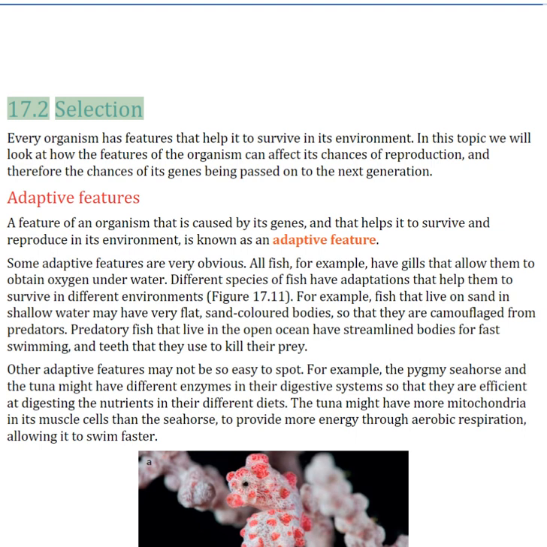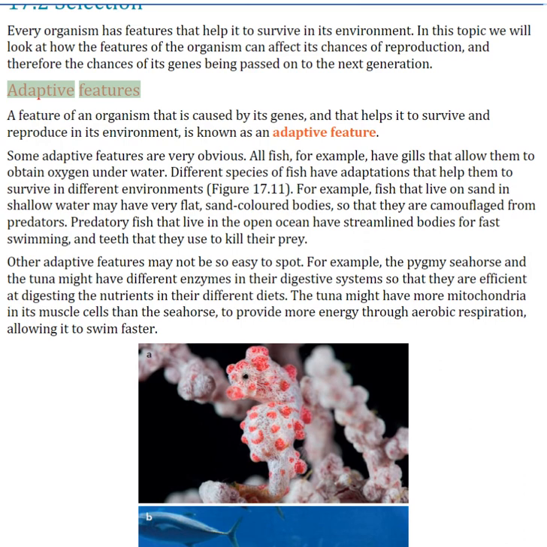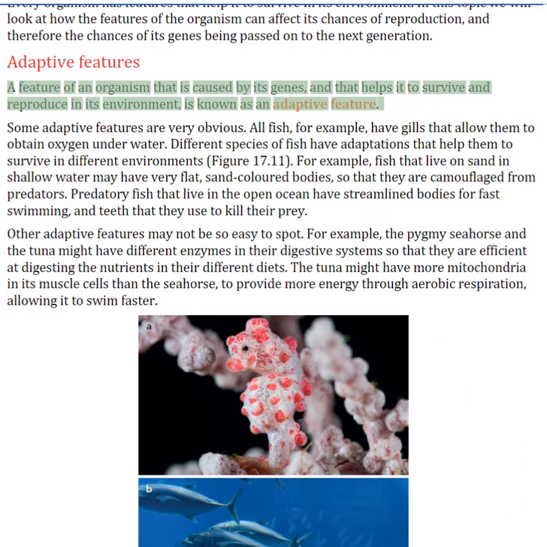17.2 Selection. Every organism has features that help it to survive in its environment. In this topic we will look at how the features of the organism can affect its chances of reproduction and therefore the chances of its genes being passed on to the next generation. Adaptive features. A feature of an organism that is caused by its genes and that helps it to survive and reproduce in its environment is known as an adaptive feature.